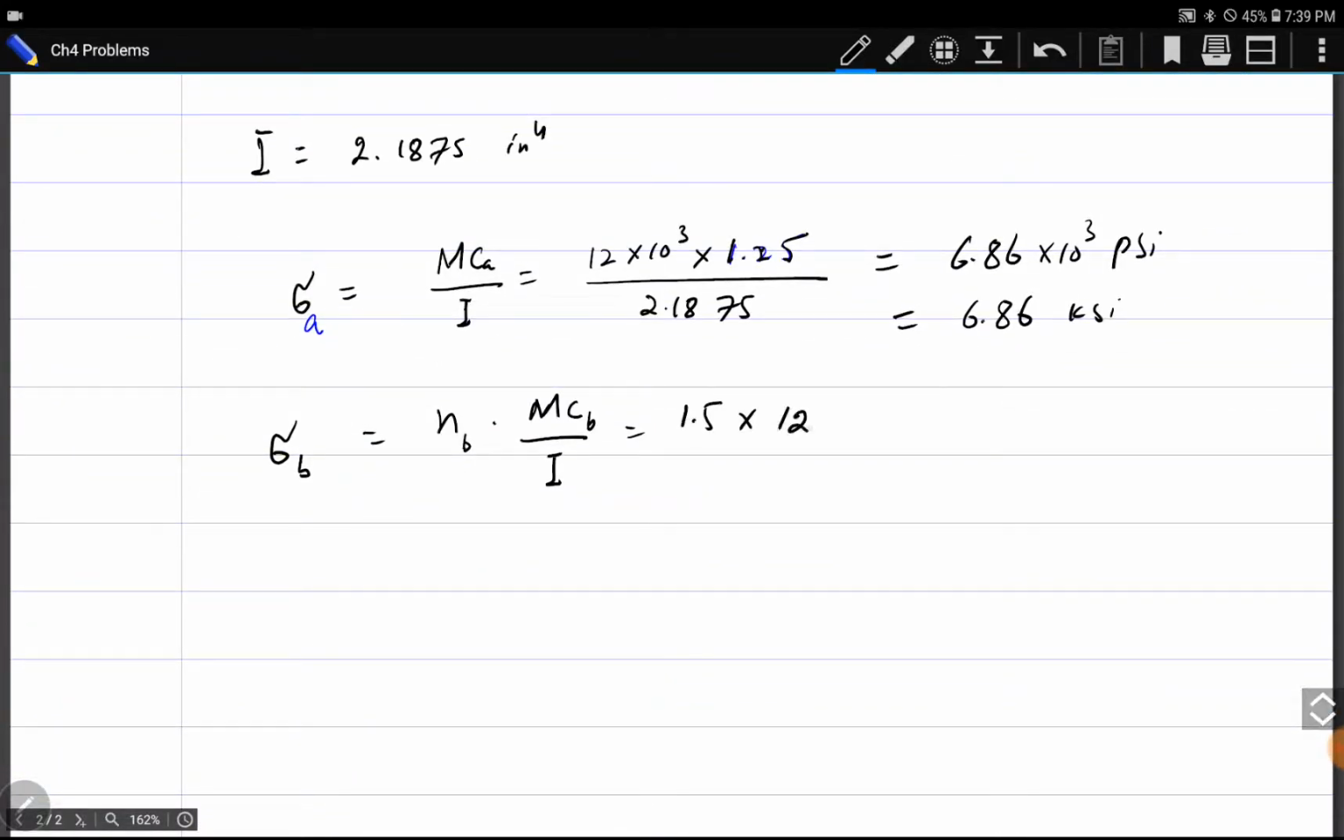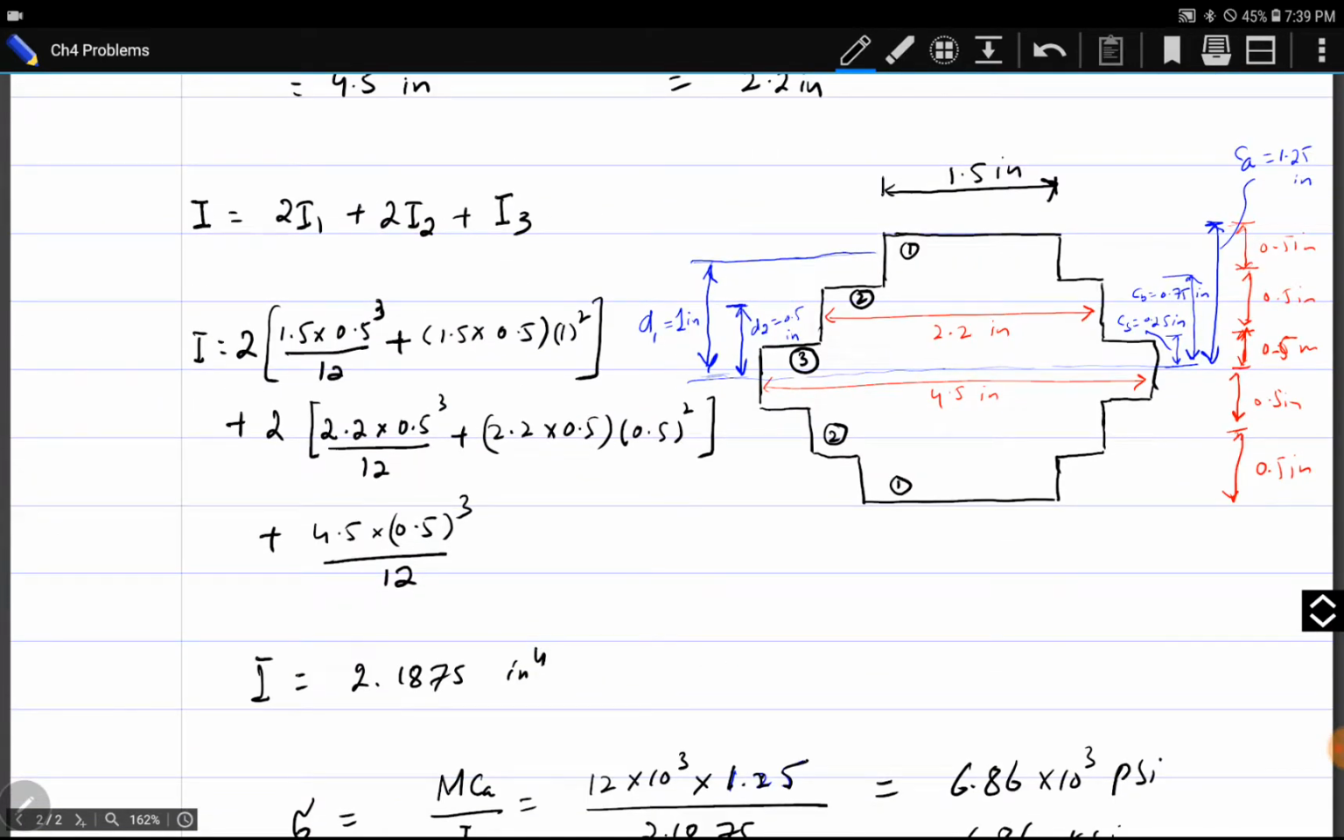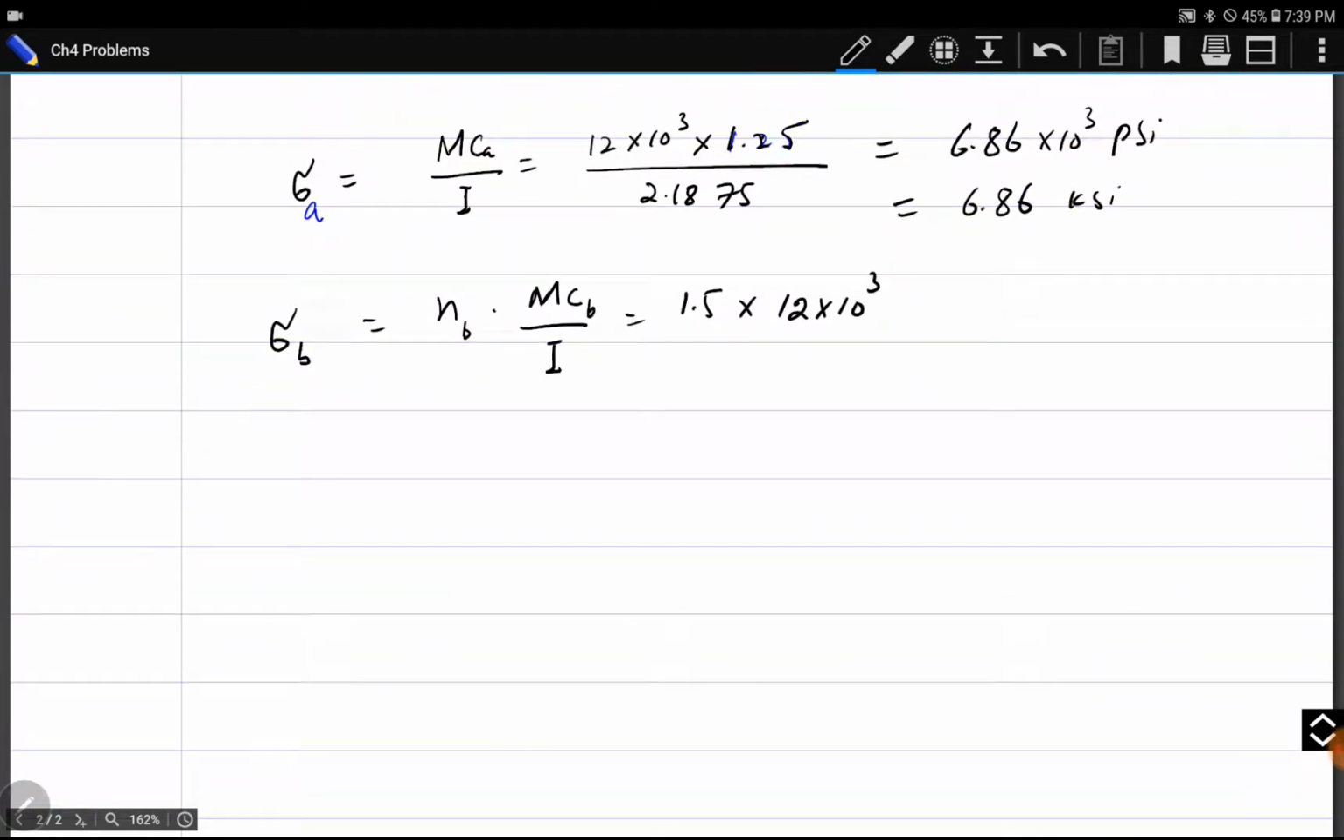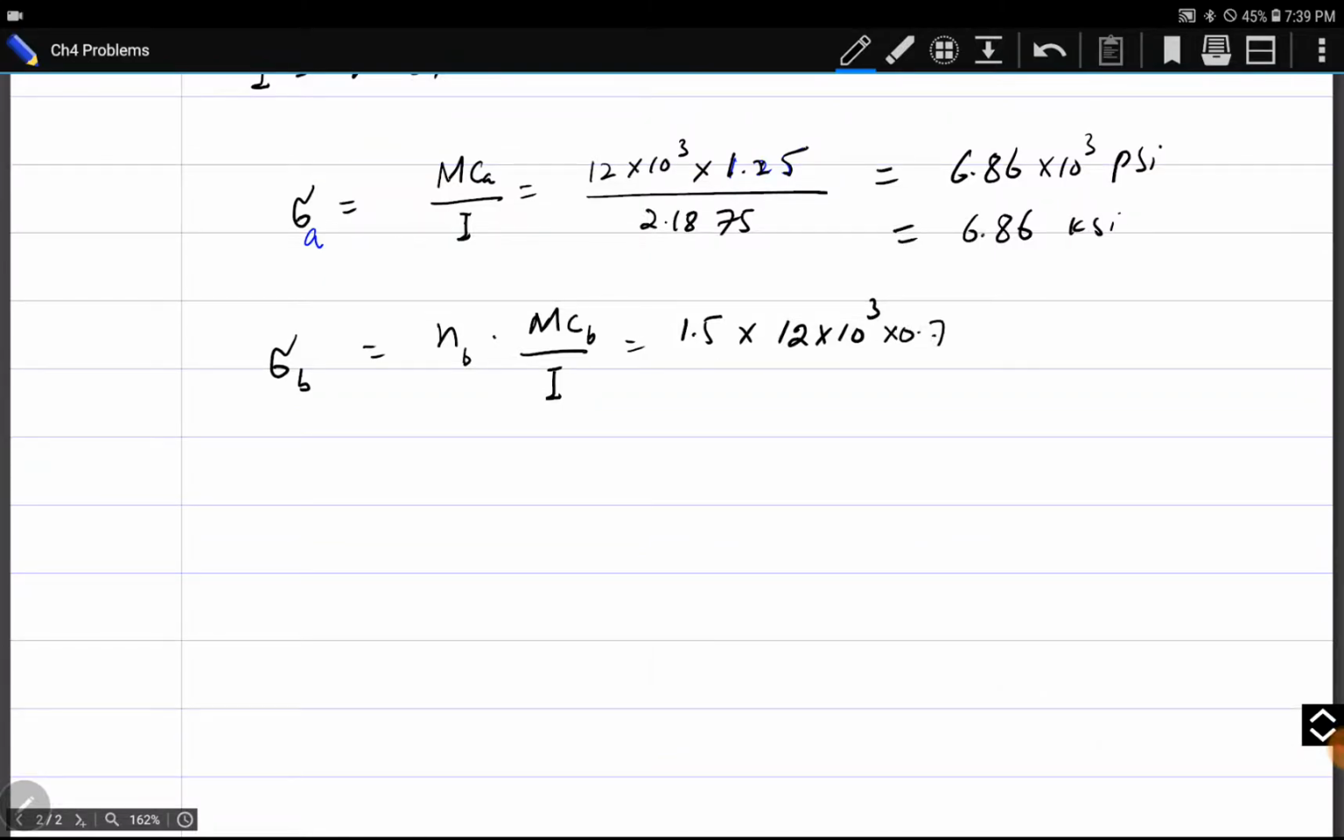M is 12 into 10 power 3. C for brass is 0.75. And I is 2.1875. So sigma brass becomes 6.17 into 10 power 3 psi, or 6.17 ksi. Okay.